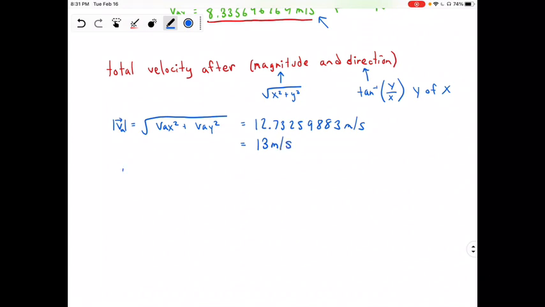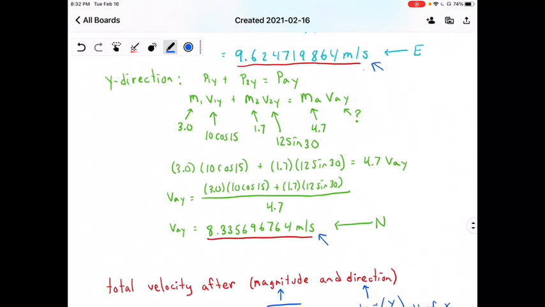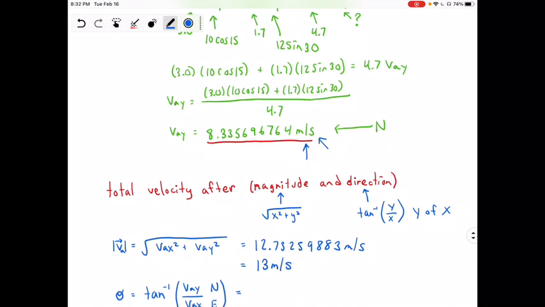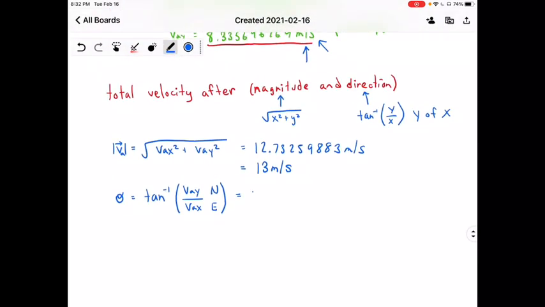The angle, which I'll call theta, is the inverse tan, or tan -1, of the y direction over the x direction. And I usually make a note at this step what the directions are. So VAY was north and VAX was east, because that's going to allow me to write the of statement later. And when I take my x component and my y component and substitute those in, so divide y over x, 8.335696764 divided by 9.624719864, and then I take the tan -1 of that, I get 41 degrees.